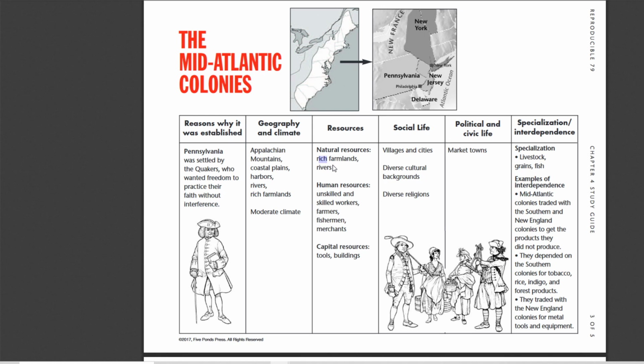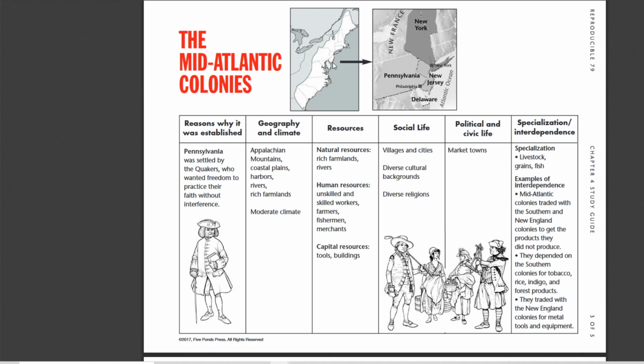Natural resources, rich farmland, and rivers, like Hudson River, Delaware River over here, will go right into major cities like New York and Philadelphia and help them become much bigger cities. They would also make tools and buildings. In fact, we'll see that pretty much everywhere. They had villages and cities.